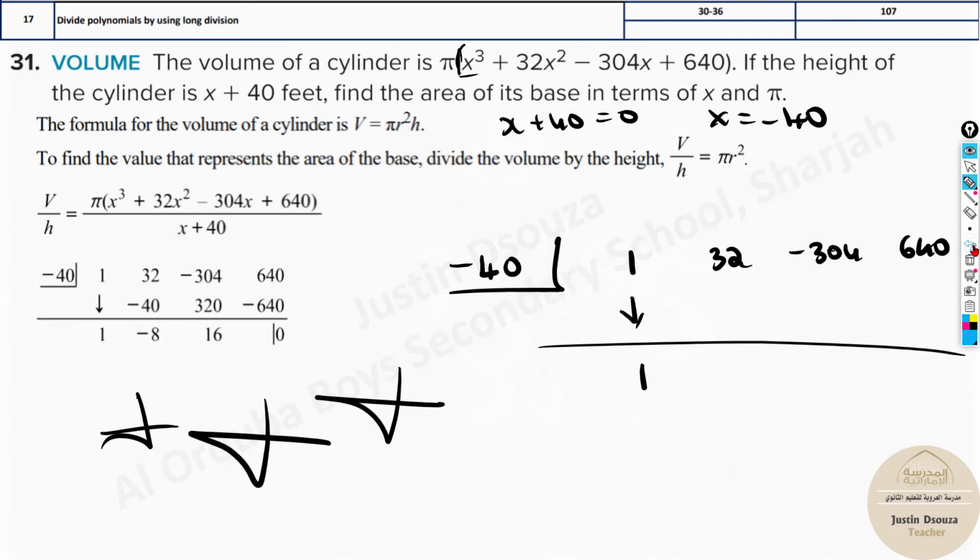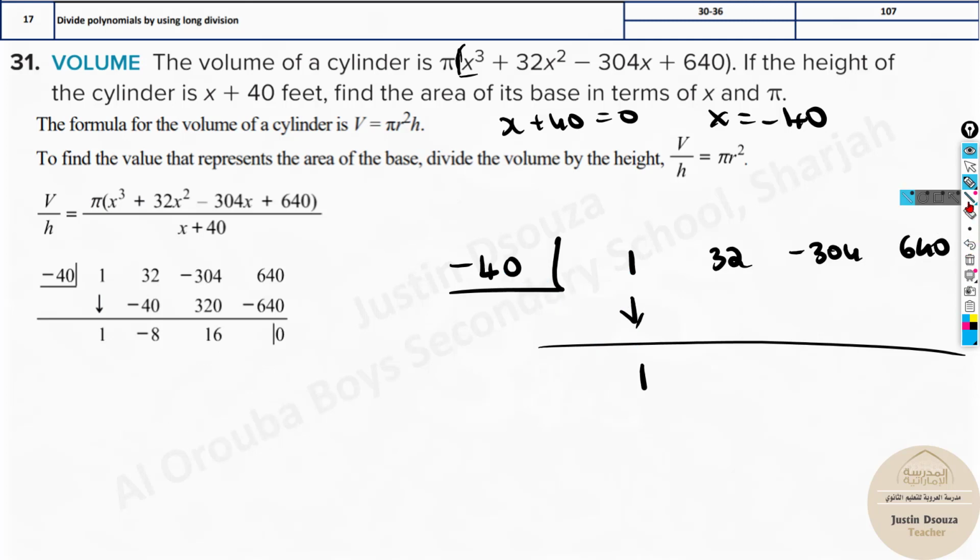Now I will just remove all that. Here, this 1 comes down, multiply this 1 over here with minus 40. What's the answer? Negative 40 itself, right? I will do the markings over here. After multiplying, you write it over here, so this will be minus 40. Now you add these two terms and write. What is minus 40 plus 32? It will be minus 8.